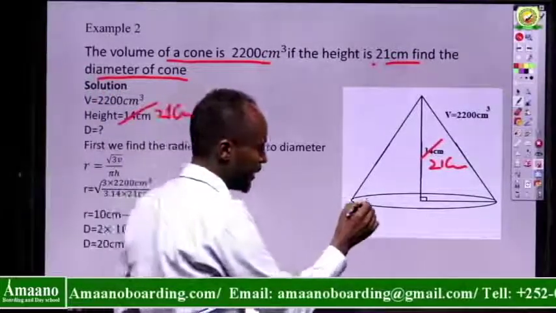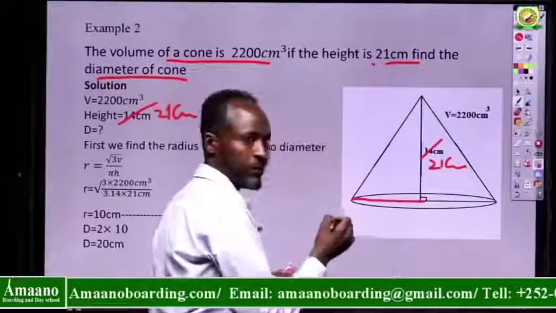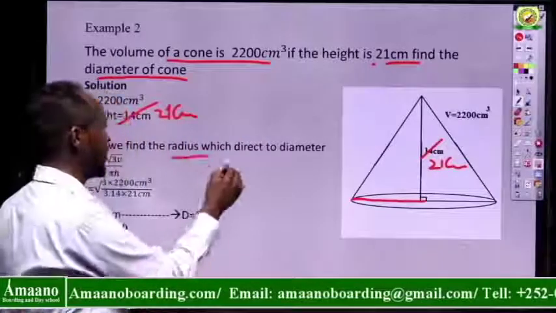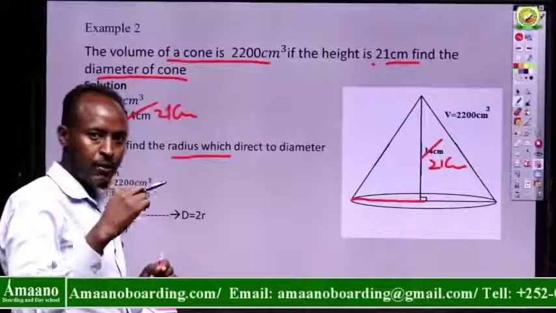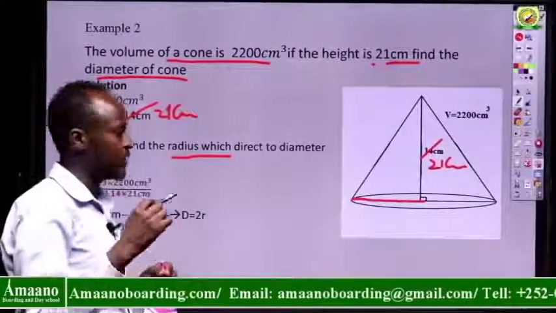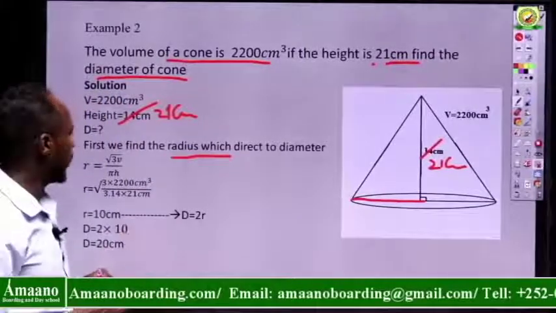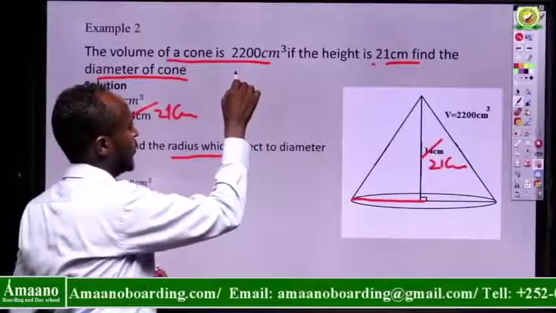Diameter means 2 radii. This is one radius plus another radius that goes to the diameter. Before finding the diameter, we should first find the radius. Then, because the diameter is 2 times the radius, we multiply by 2. How can we find the radius? Using the formula for the volume of a cone.